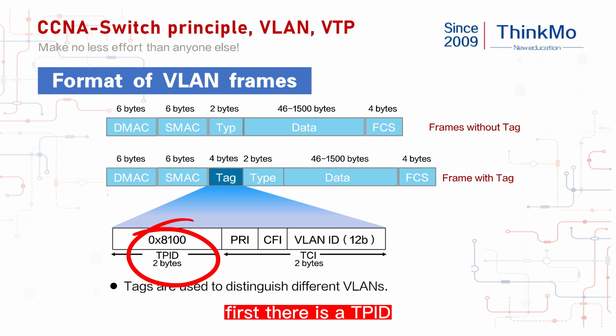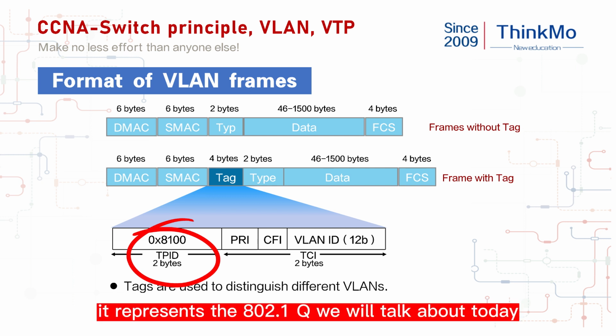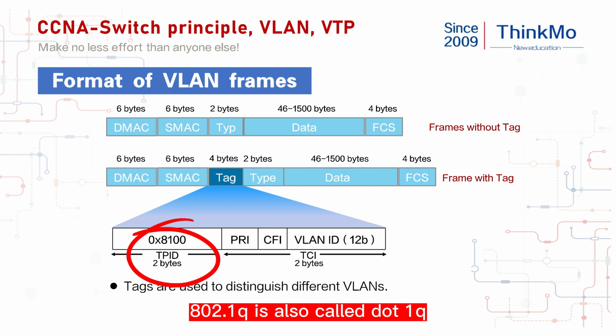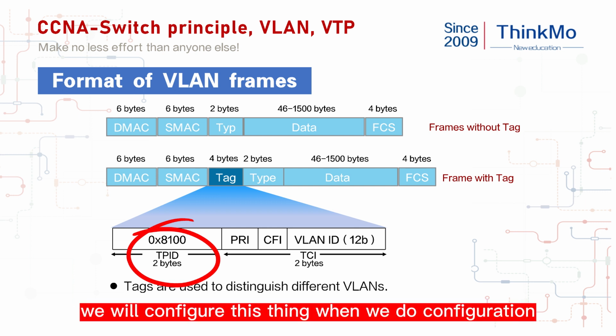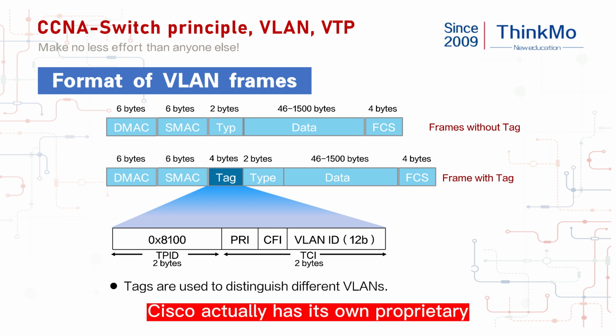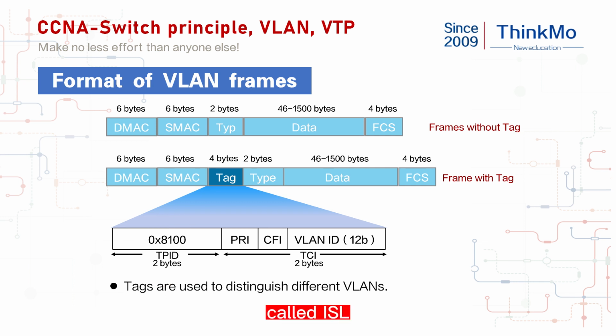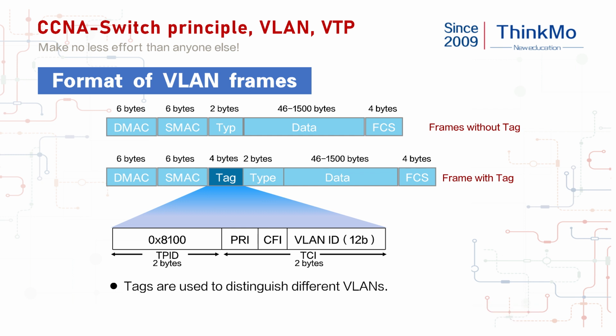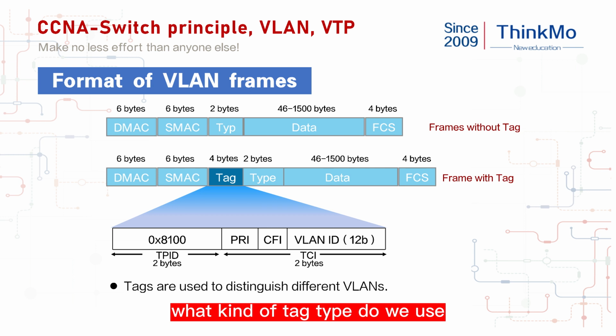First there is a TPID. It represents the 802.1Q we will talk about today. 802.1Q is also called dot1q. We will configure this when we do configuration today. It is a data encapsulation standard, a type of public tag. Cisco actually has its own proprietary one, called ISL. But we hardly use this now. In fact, the proprietary technologies of various manufacturers are not used very much. We are now using the public one. So it identifies what kind of tag type we use.